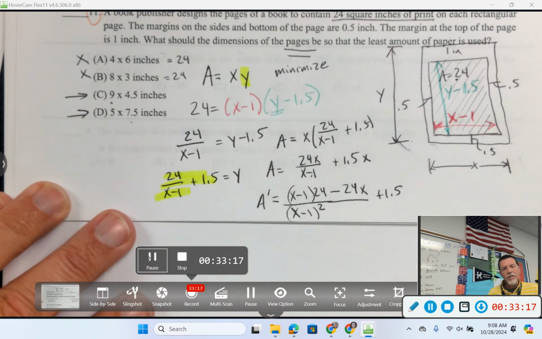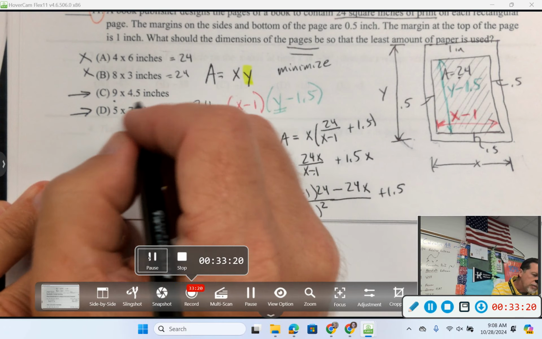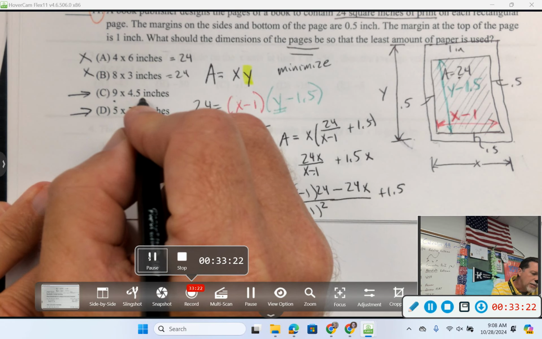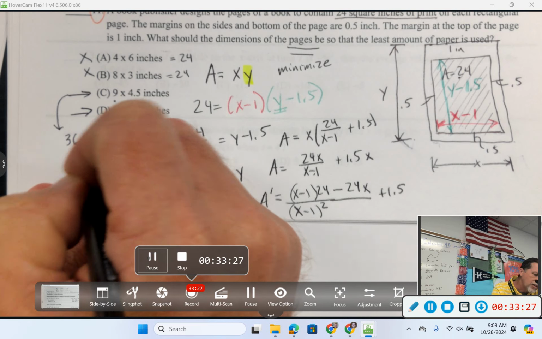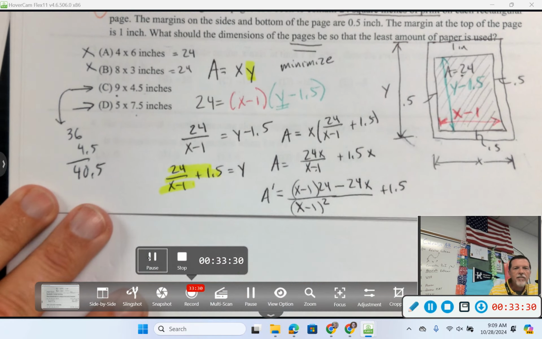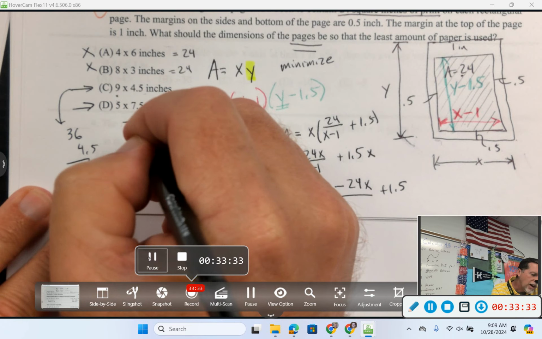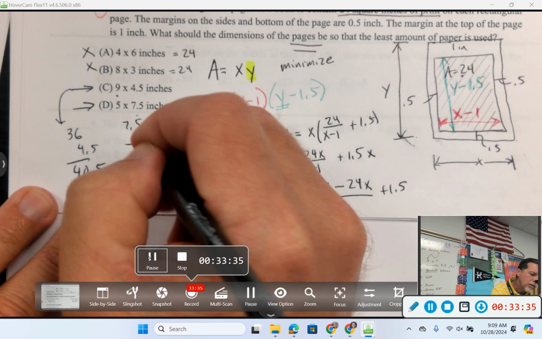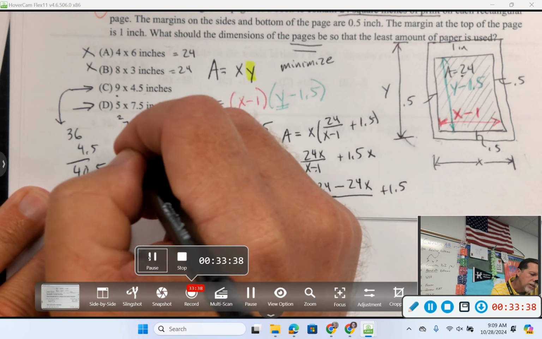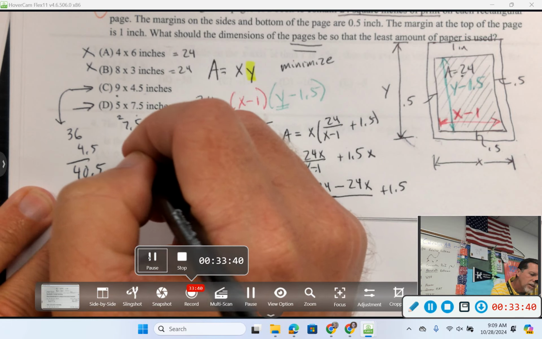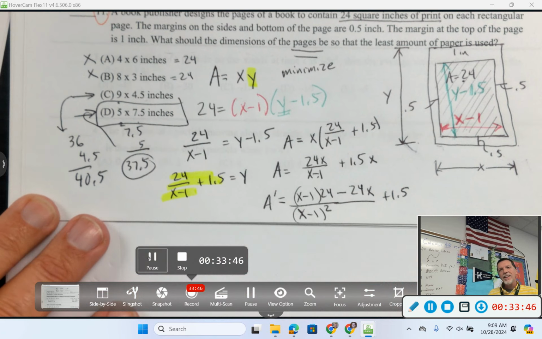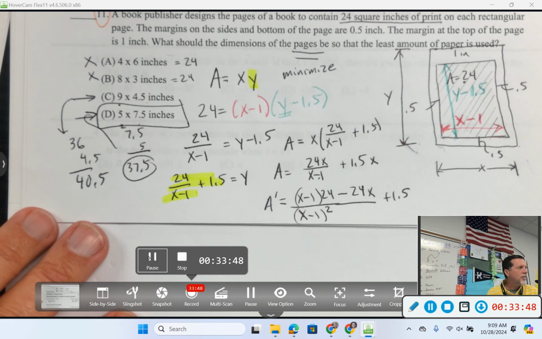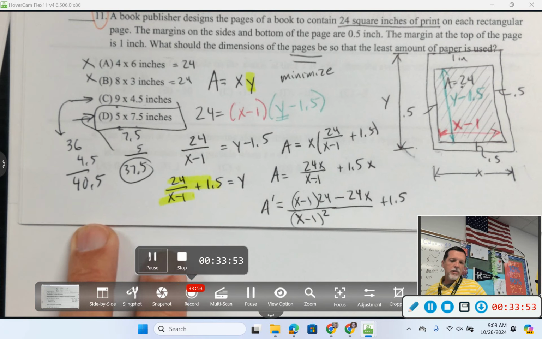I just need to know which one of those is a smaller number. Let's see. 9 times 4.5 would be 36 plus 4.5, 40.5. 7.5 times 5 would be 37.5. So 37.5 is smaller, so it would be D. We cheated by using the answer choices. But it's not cheating, it's understanding what they give you and doing what you can with that.